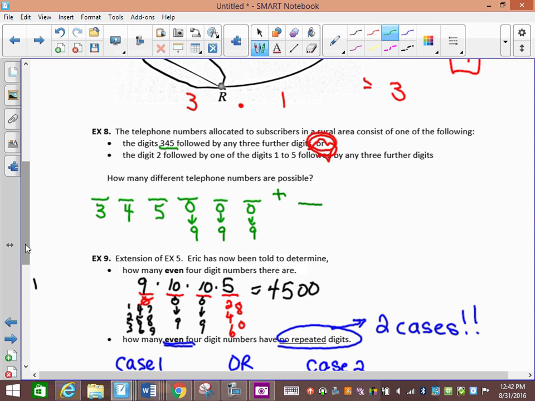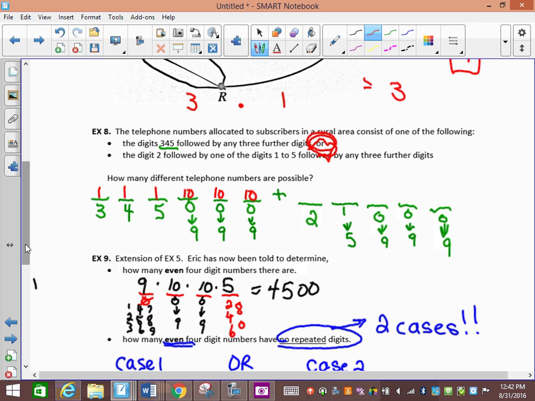the digit 2, remember I list my options below, right? Digit 2, followed by one of the digits 1 to 5, followed by any 3 further digits. On the top, we list all of our options, right? How many options do we have? The number 3, we have 1 option. The number 4, 1 option. Number 5, 1 option. 0 to 9, 10 options. 0 to 9, 10 options. 0 to 9, 10 options.